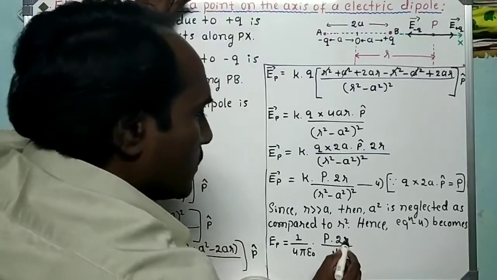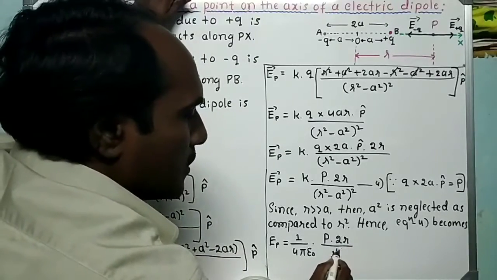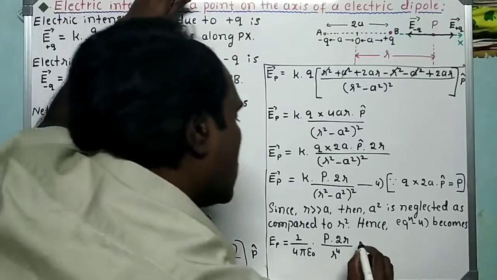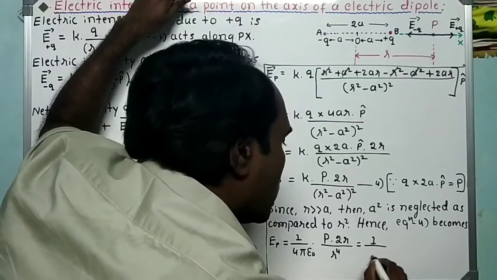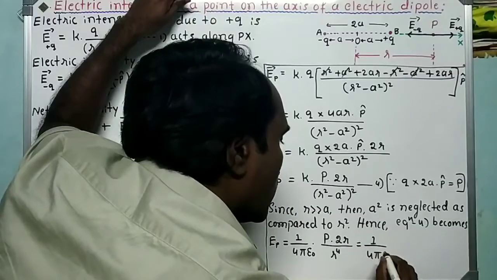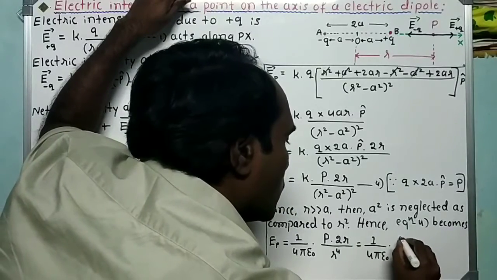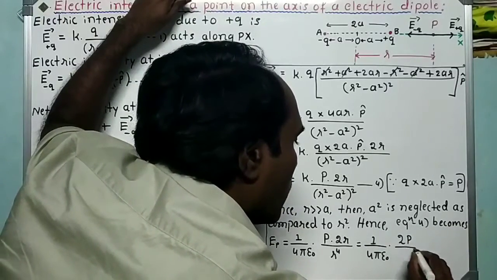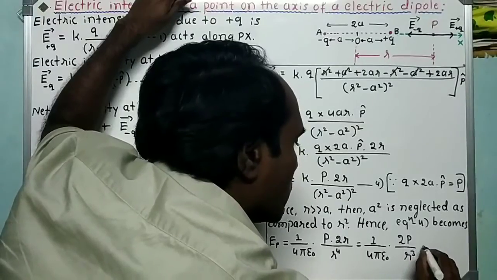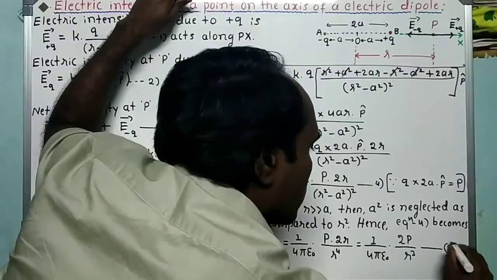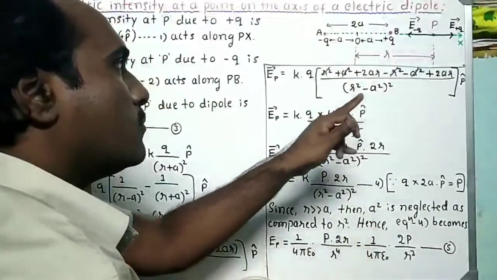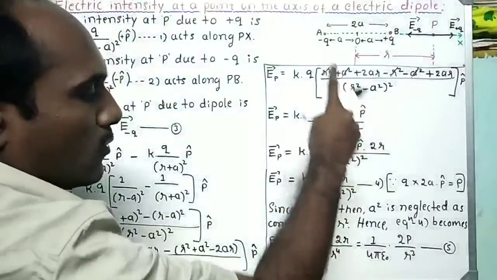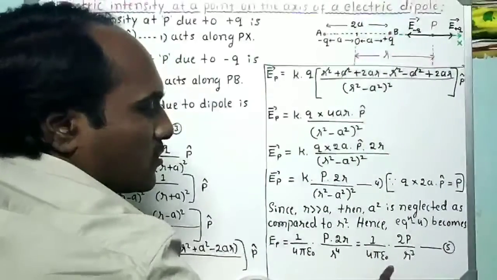Okay, now here one r is cancelled, here also one r is cancelled, then it becomes what? That is 1 divided by 4 pi epsilon naught into 2p by r cube. This is the standard equation. This is electric intensity at point P due to the dipole. This is the standard expression.